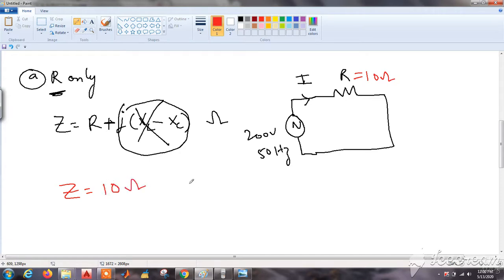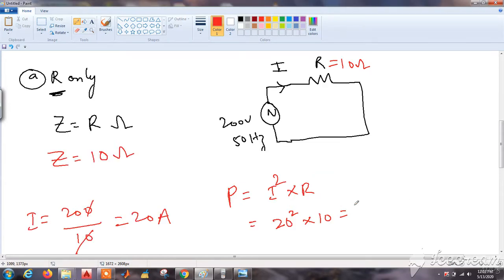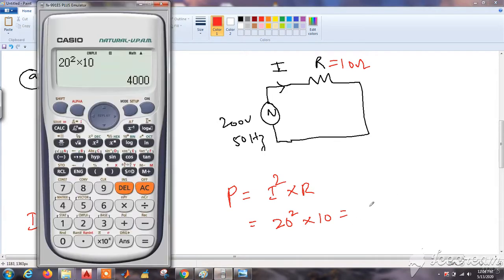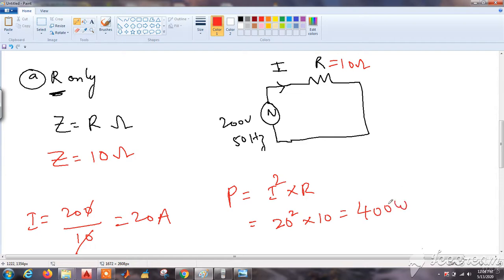This is our impedance. Now the current, we know from Ohm's law, V is equal to I into Z. Here in this case I into R, because Z is R. So I is equal to V by R. So 200 by 10, that is I is equal to 20 amperes. Now we know that the power is equal to I square R, so it is equal to 4000 watts. You can also calculate power for single phase AC as VI cos phi. We didn't have the power factor till now, that's why we used the earlier formula.